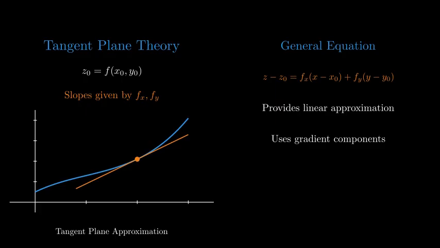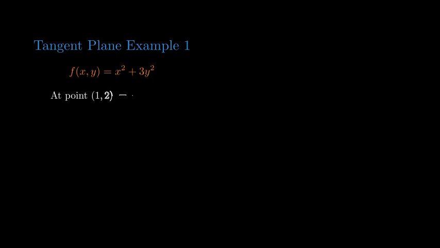Let us illustrate this with a concrete mathematical example. Suppose our function is f of x and y equals x squared plus 3 times y squared, and we want to find the tangent plane at the point 1, 2. First, we find the height by plugging 1 and 2 into our function, giving us 1 squared plus 3 times 2 squared, which equals 1 plus 12, or 13. So our point in three-dimensional space is 1, 2, 13.